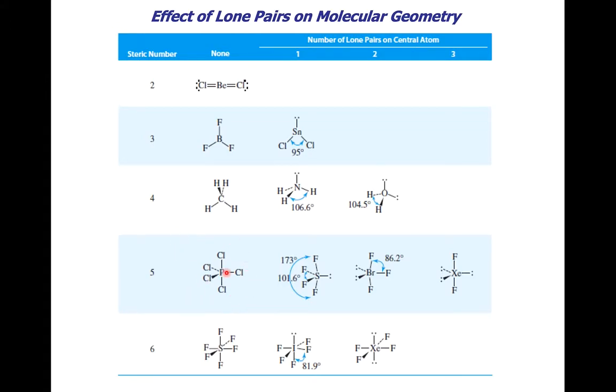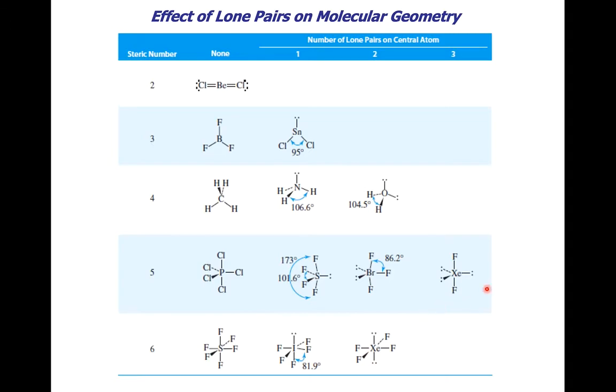PCl5 here has perfect 90 degree and 120 degree angles. When one of the equatorial sites becomes a lone pair, this angle, which was 180, gets squeezed down to 173. This angle back here, which was 120, gets squeezed down to 101.6. Here in BrF3, with these 2 lone pairs, this angle was 90 degrees. It gets squeezed down to 86.2.